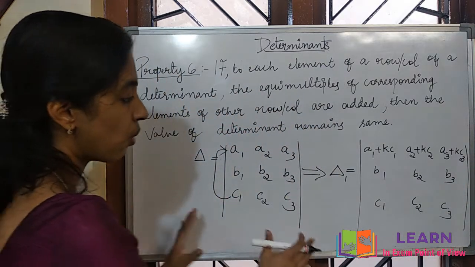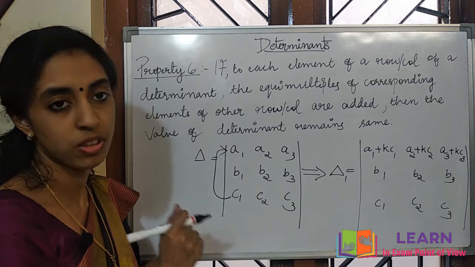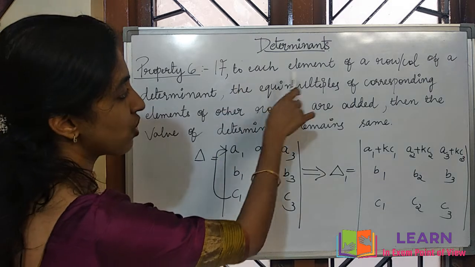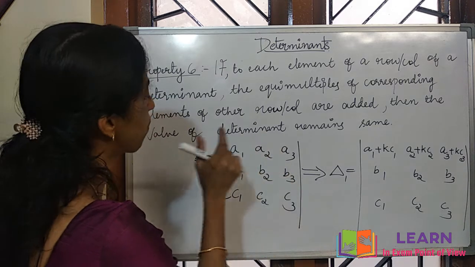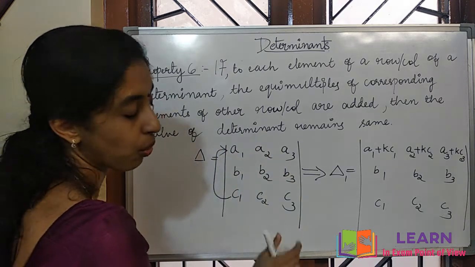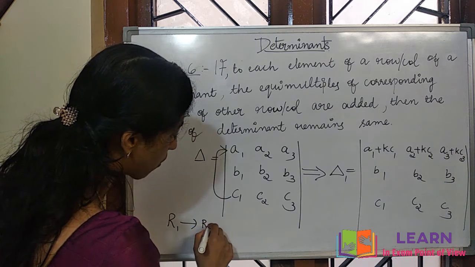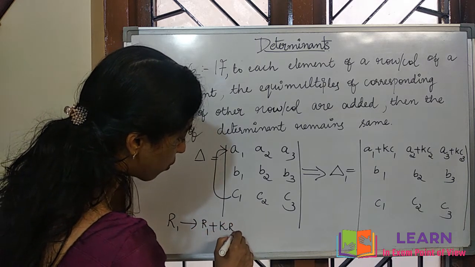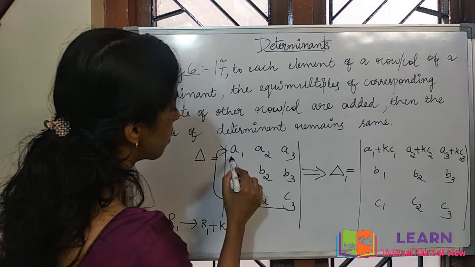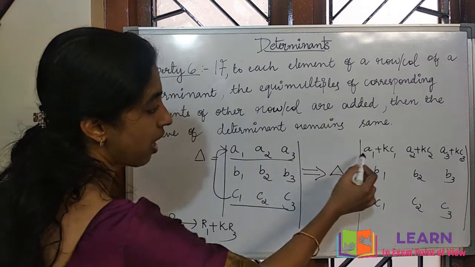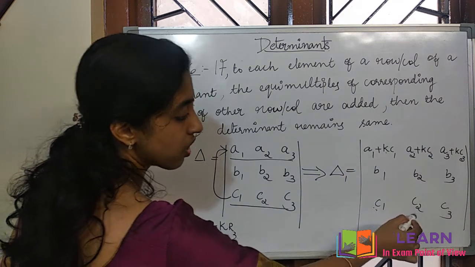Looking at this, we can read the property once again, then it will be clearer. Here, to each element of a row or column of a determinant, the equimultiples of corresponding elements of another row are added. So here R1 is replaced by R1 plus kR3, correct? This row is called R3, and this row is called R1. We have added a constant multiple of this row C1, C2, C3.